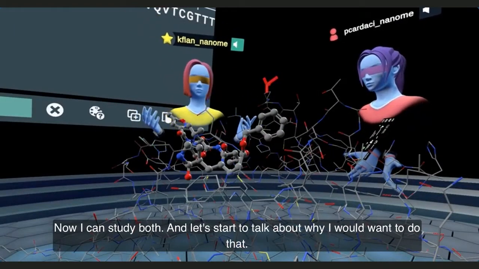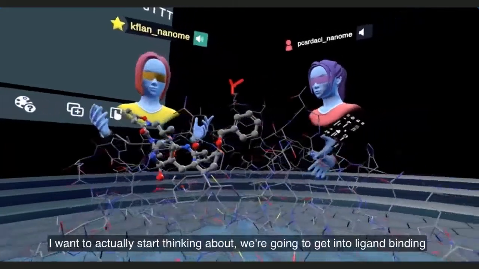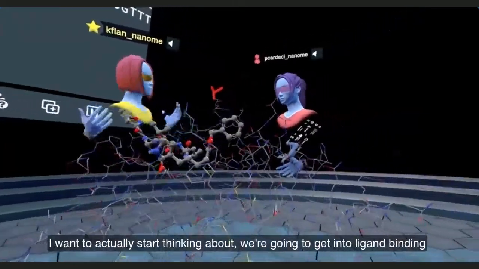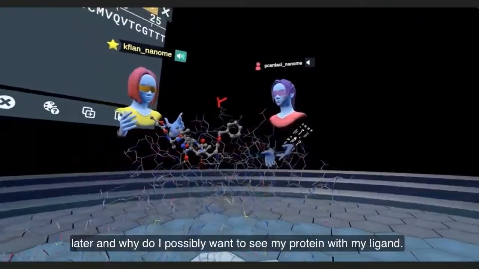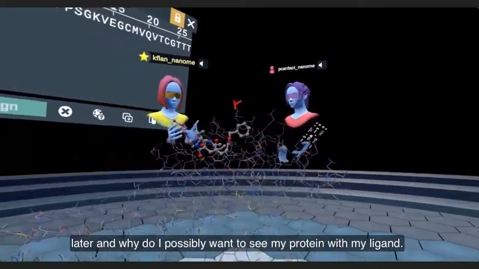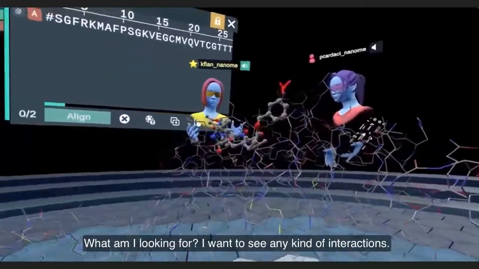And let's start to talk about why I would want to do that. I want to actually start thinking about, we're going to get into ligand binding later, and why do I possibly want to see my protein with my ligand? What am I looking for? I want to see any kind of interactions.